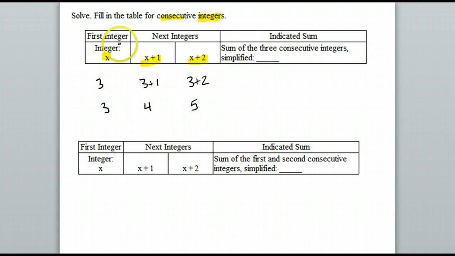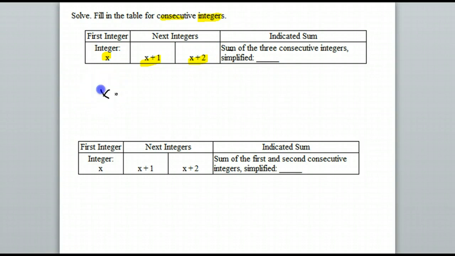So this does work. I just want you to understand that this consecutive integer stuff is giving you what you're supposed to be getting. You're getting whole numbers in order, positive or negative. So the sum of 3 consecutive integers simplified. They want us to keep it with x. So the sum means we're going to add them together.